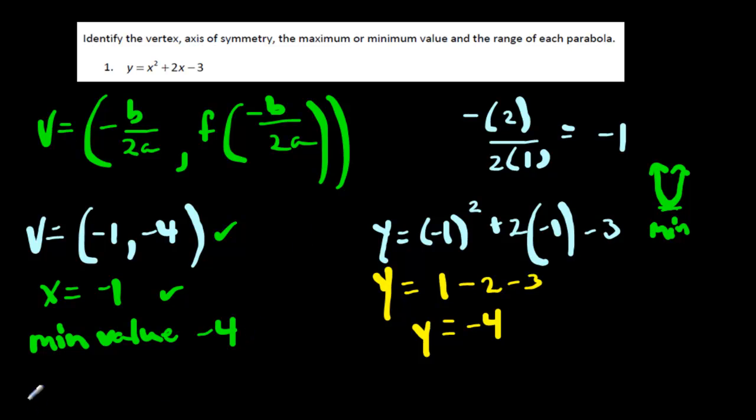And the range is going to be the set of all y's such that y is greater than or equal to, because it's opening up. If it opens up, the range is going to be greater than or equal to the minimum value, negative 4. And that's your answer.